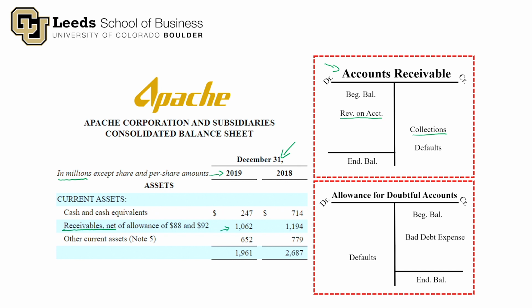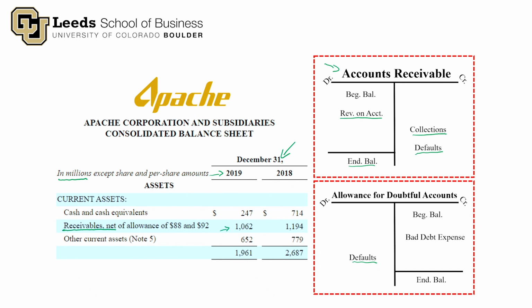And when customers default or they say they're not going to pay, then we debit the allowance for doubtful accounts and we credit accounts receivable to eliminate those customers from the list of people who owe us money. And then the ending balance of accounts receivable is a debit balance. So first we'll start by filling out this accounts receivable T account.